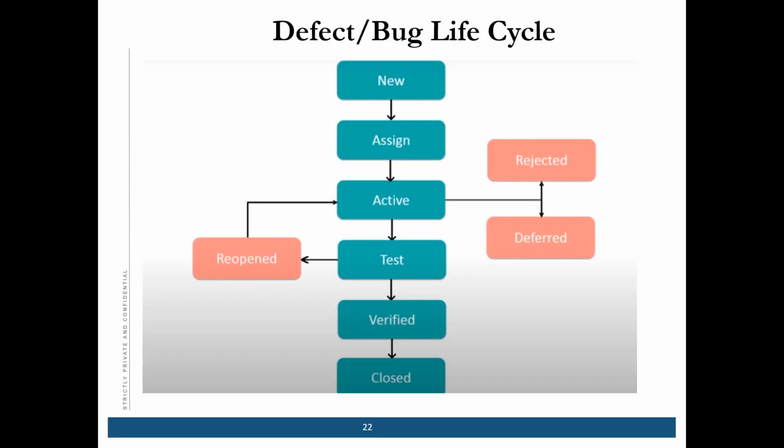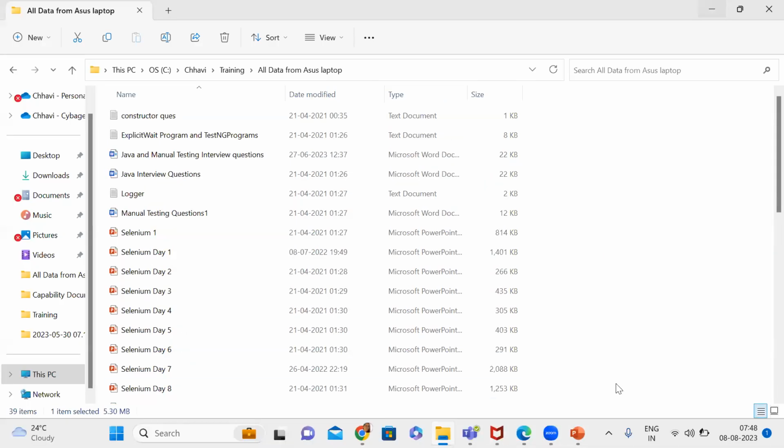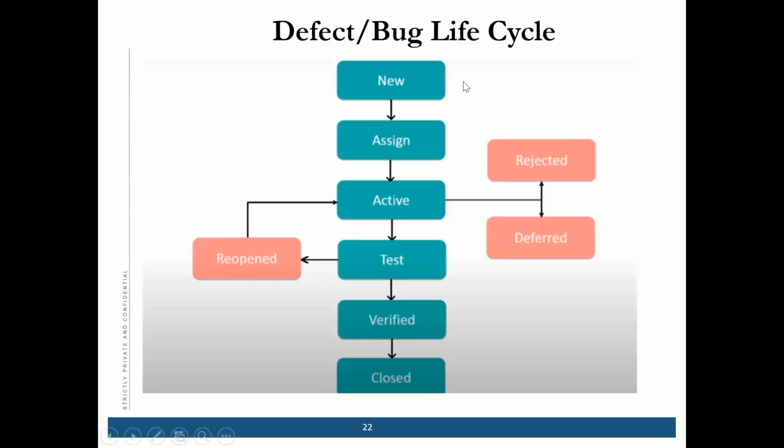So you will raise a new defect. For that, you need to create a bug. That bug will be a new bug. These are the statuses of the defect which you have raised and linked with that particular test case. So the status of that defect is new. And you will assign this defect to the particular developer team.